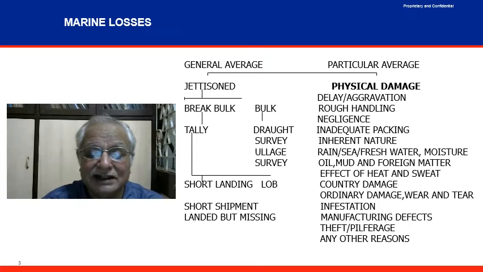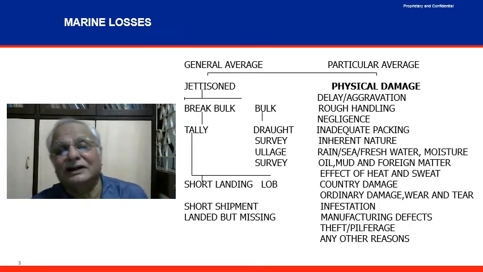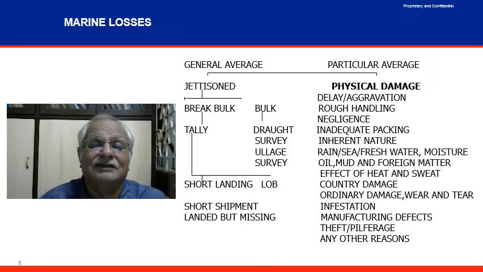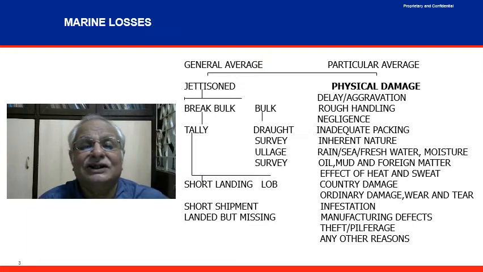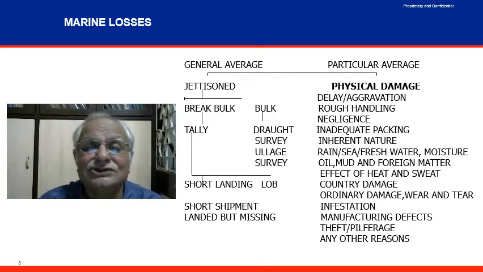Then sweating and country damage. The word country damage is used only in the cotton trade. In the cotton trade, the wharfingers, when they took tally on the wharf, used to write down whether the damage had taken place in the ship. There will be rush damage. If soil embedding is there, then it is definitely a country damage, not a ship damage. So they used to write only two words, country damage and ship damage.